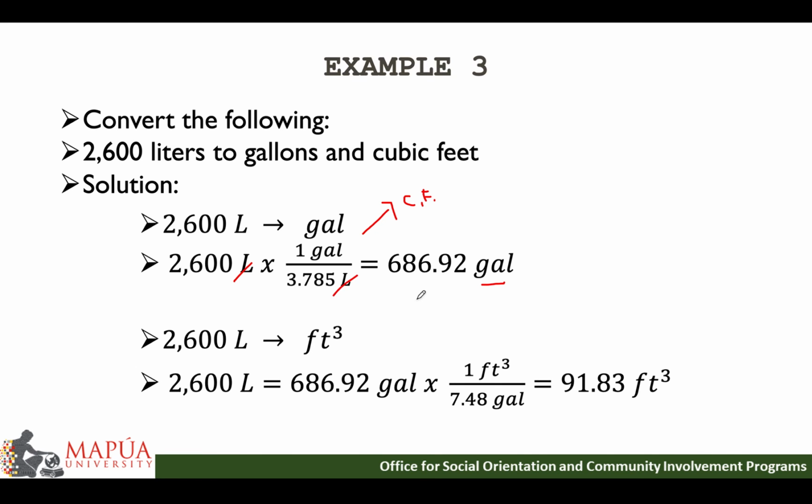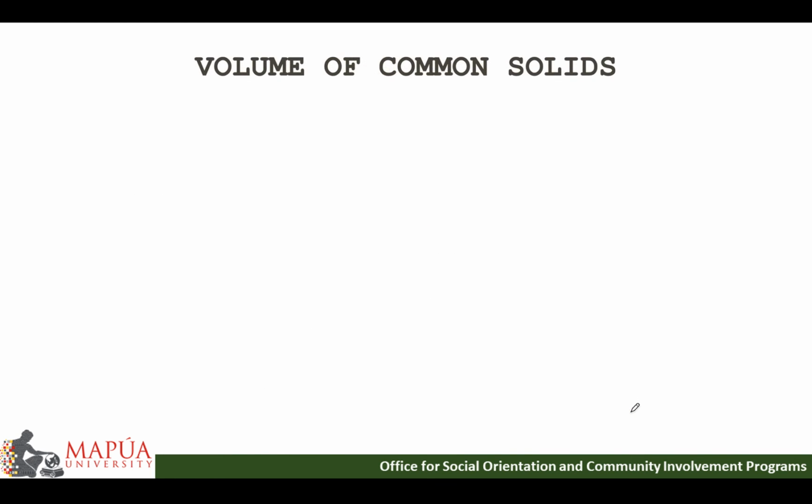Now in cubic feet, we use the previous result, which is 686.92 gallons. And then the conversion factor should be, for every 1 cubic foot, we have 7.48 gallons. Since we want to retain the unit cubic feet, it has to be in the numerator, and gallon should be in the denominator. So this will cancel out. So 686.92 divided by 7.48 is 91.83, and the unit is cubic feet.